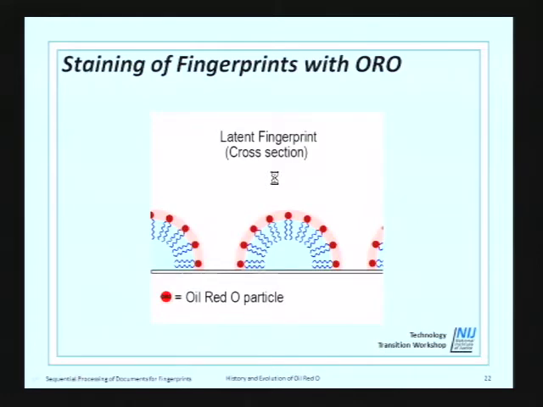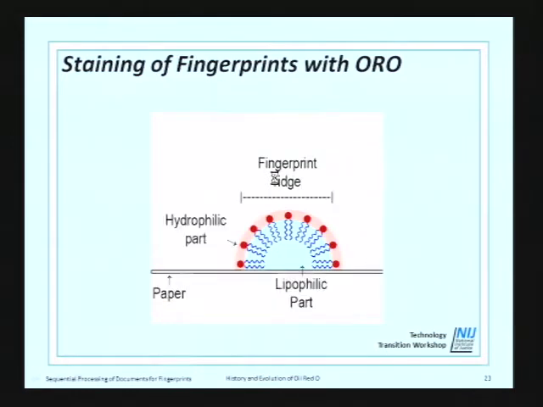Okay, so we're going to see how it works. Here you got a latent fingerprint cross-section, and the little red dot is going to be the Oredo particle, for example. You got the friction ridge that is cut down the middle. You got the hydrophilic part of the lipids that are outside, then the lipophilic part inside. And you got the paper sheet at the bottom of it.